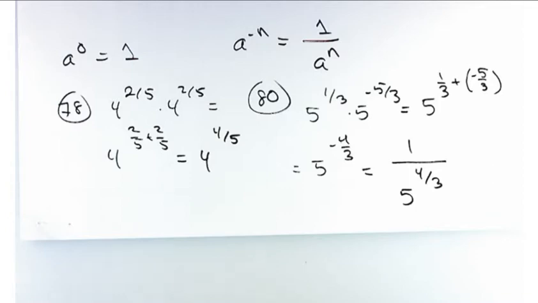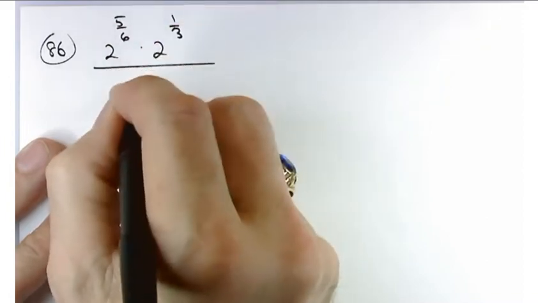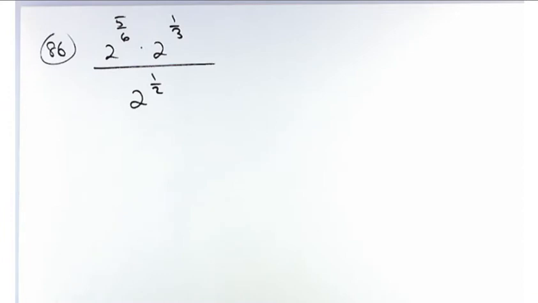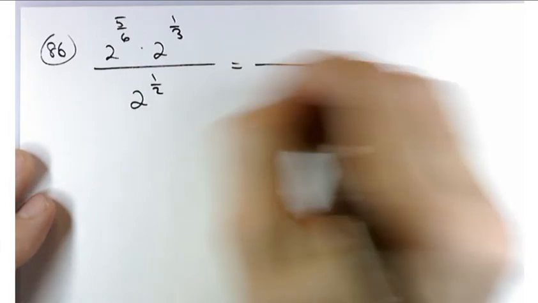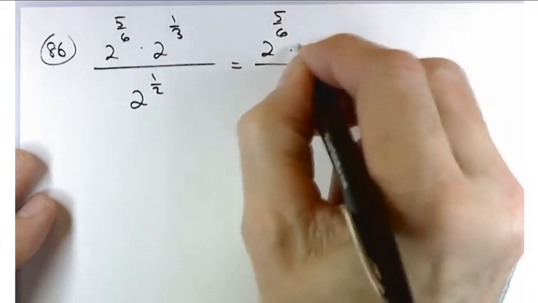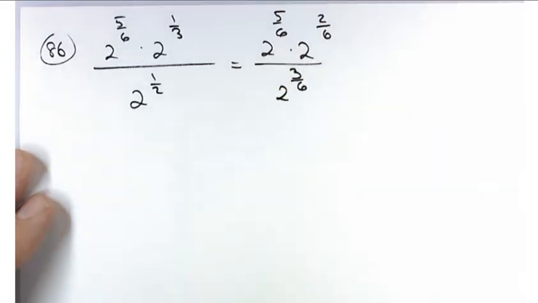Let's keep going with problem number 86. 2 to the 5/6 power times 2 to the 1/3 power over 2 to the 1/2. Now let me kind of anticipate one of our needs in this problem, and that is, let's get common denominators for all these exponents first, just out of convenience. What's a common denominator for all these? 6? So 5/6 we're already set. Instead of 1/3, how many sixths will I write? 2/6, and then the denominator 3/6.